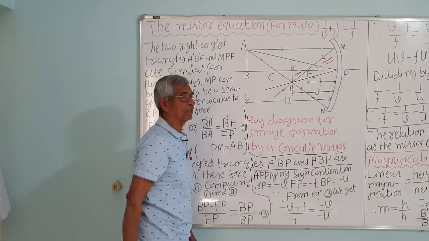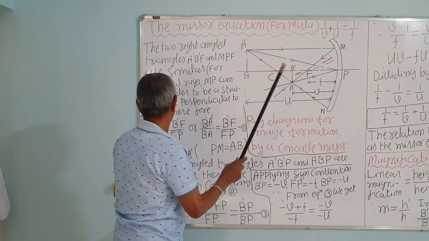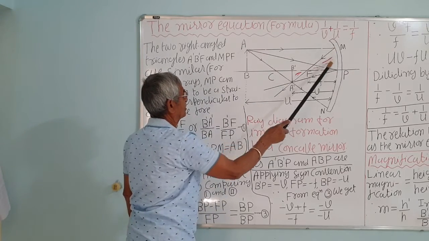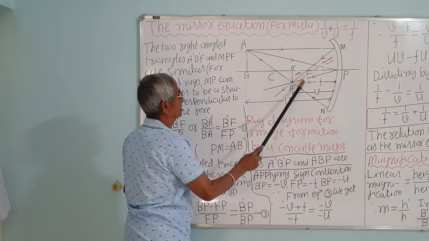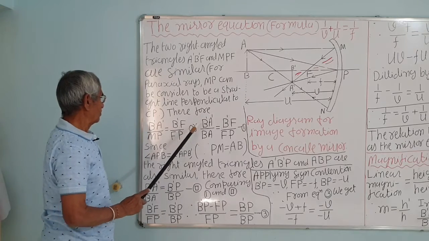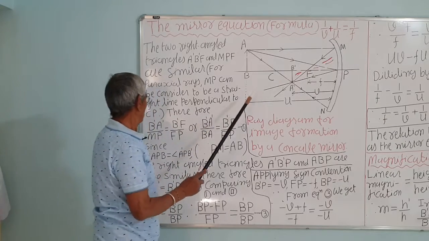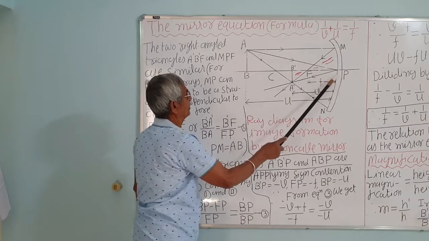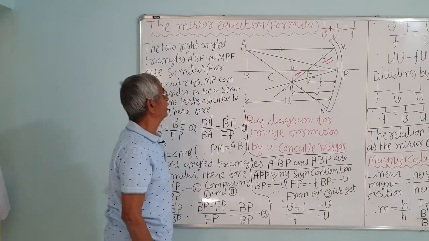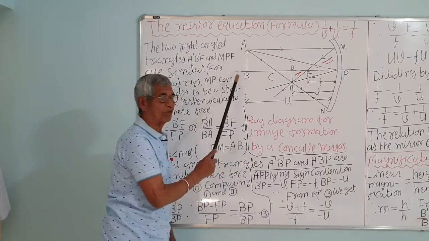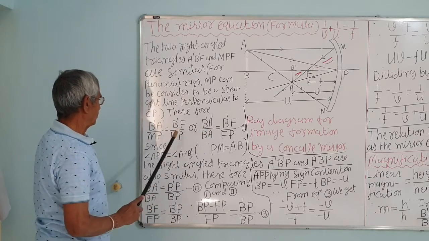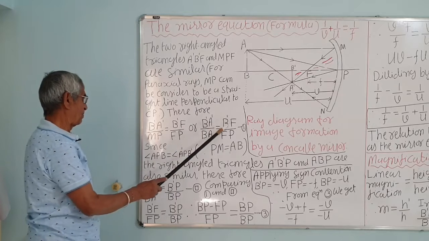So this angle also will be 90. Comparing this, B' A' upon MP, sides will be in proportion. That is equal to B'F upon FP, or B'A' upon BA. MP, this height, is equal to the height of the object. So A'B' upon MP is equal to A'B' upon AB also. You can write A'B' upon BA, and that is equal to B'F upon FP.